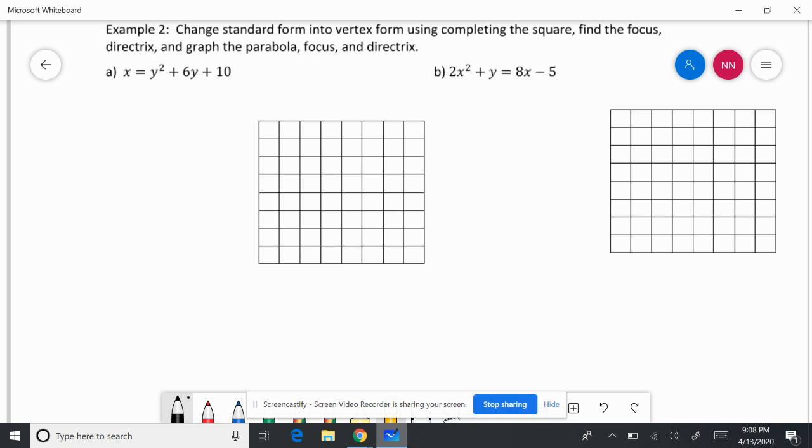Now what we're going to do is take our standard form equation, convert it into vertex form, and graph it. We're also going to find the focus and directrix, and then graph those also.